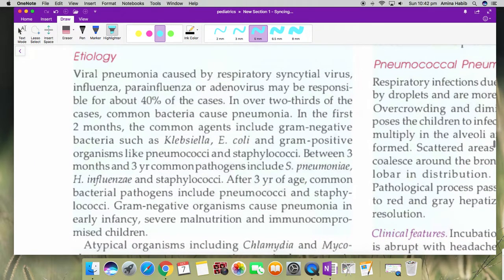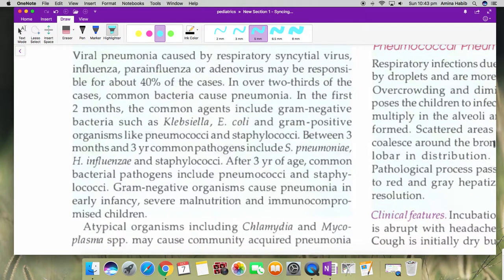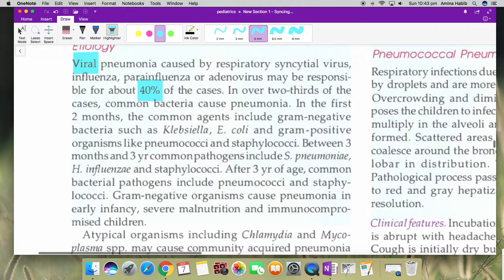Now the etiology. It can be virus, it can be bacterial, certain atypical agents, sometimes fungi, and sometimes agents such as oil, paraffin, nose drops also, right? Aspiration. The viral etiology is causative in 40% of cases. What are the important viruses? RSV, respiratory syncytial virus first. Then other viruses: influenza, parainfluenza, adeno, etc.